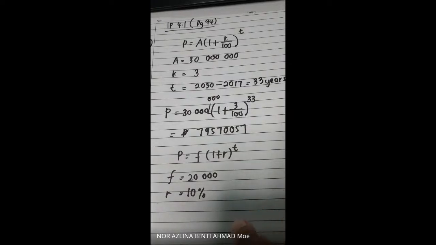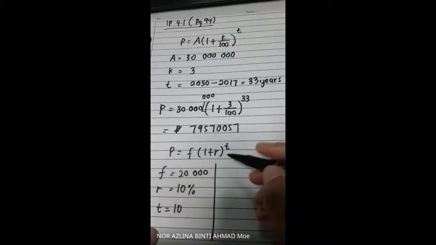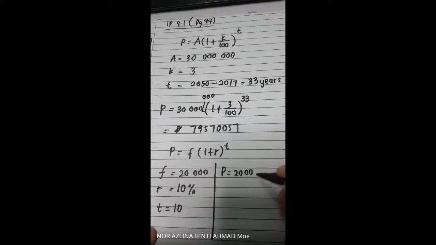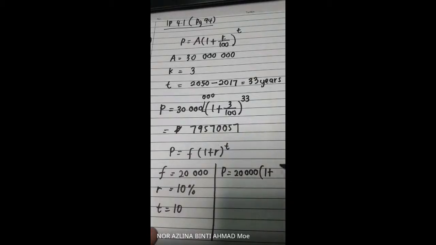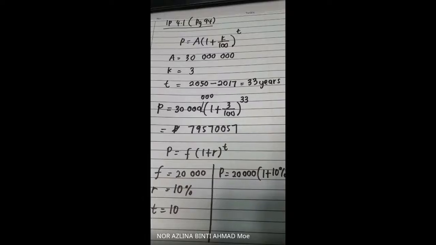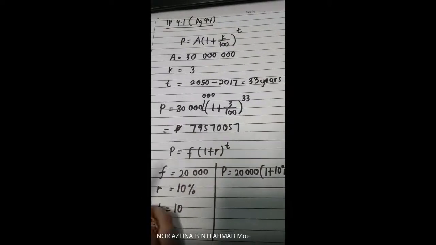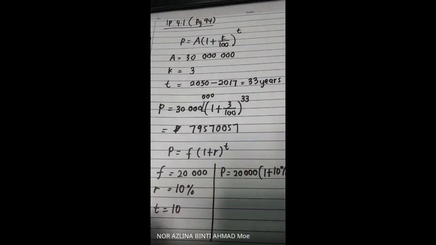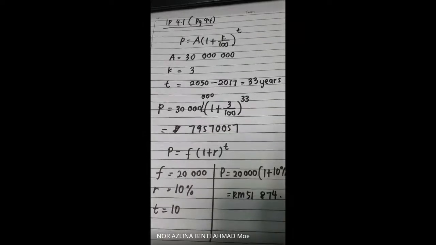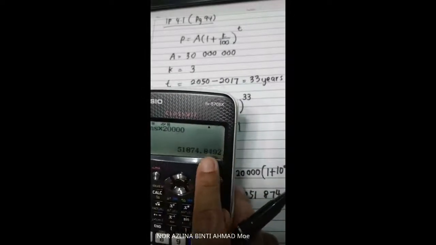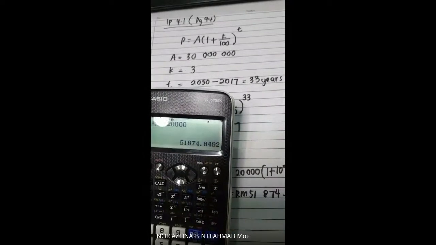Okay. So what is the value of investment after 10 years? So T equal to 10. So P equal to F, which is 20,000, (1 plus R), R is 10%, over 100, to the power of T. T is 10. So (1 plus 10 over 100) to the power of 10 multiplied by 20,000. So the answer you will get is RM 51,874.85. Okay, you get 8492, but we need to round off. So it becomes 85, because it is in decimal.